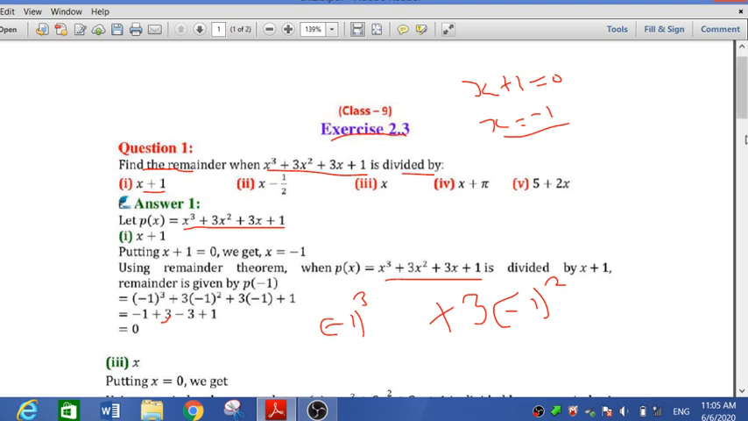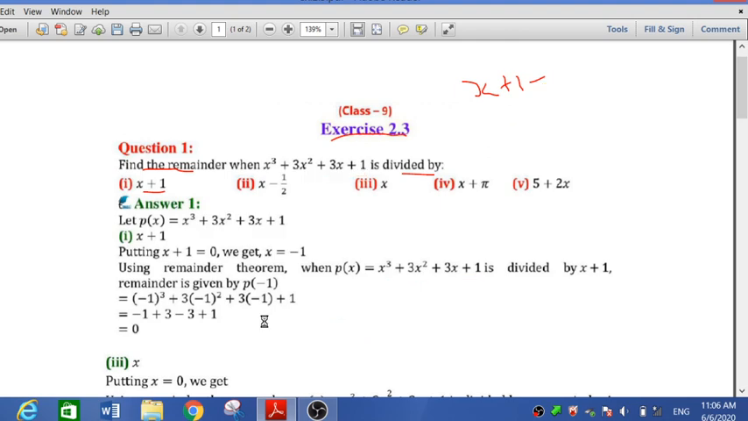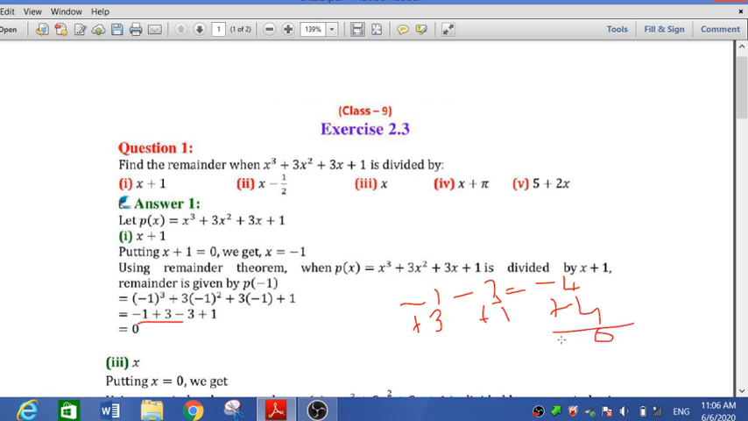Now plus 3 into minus 1, so answer is minus 3. So here minus 3. And plus 1, it is a constant. So now if I want to simplify this, that is minus 1 plus 3 minus 3 plus 1. So minus 1 minus 3 is minus 4, plus 3 plus 1 is plus 4. Answer is 0. So we can say that remainder is 0.